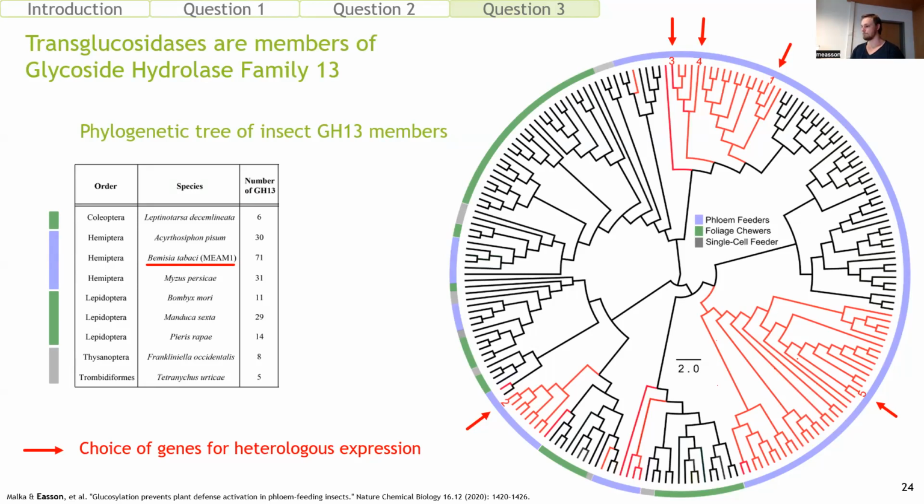Okay, just a very quick follow-up question. Is it possible that those are induced based on feeding on the glucosinolate-containing sap, that they're just being expressed afterwards?